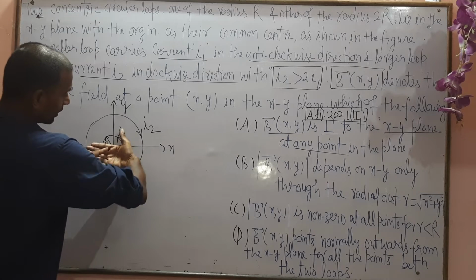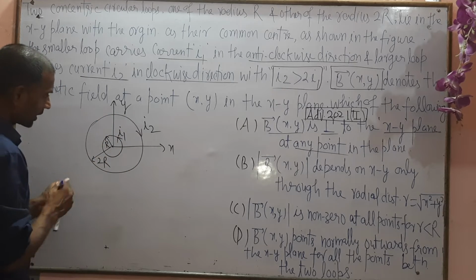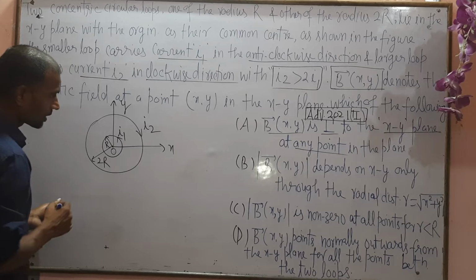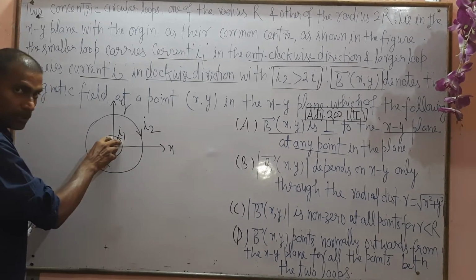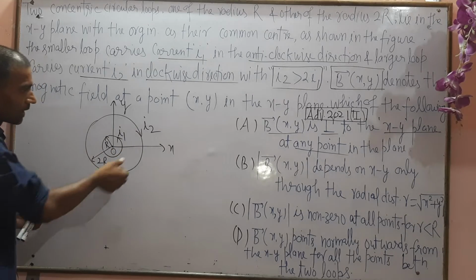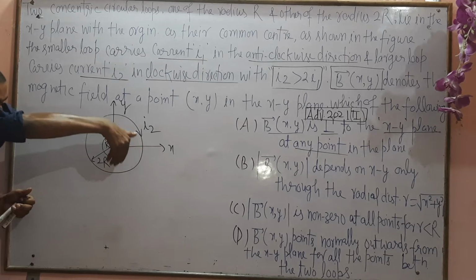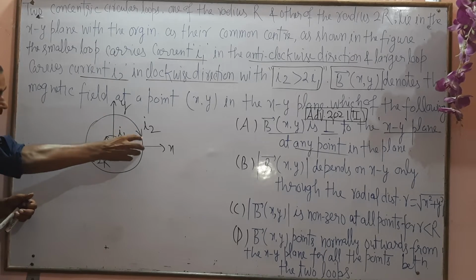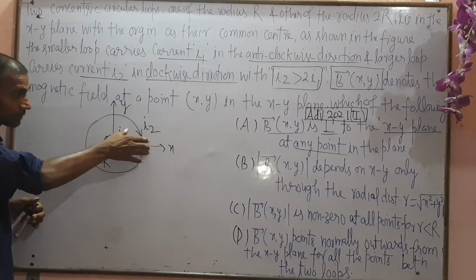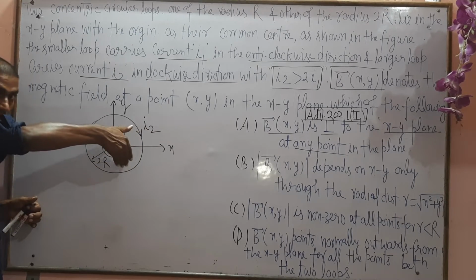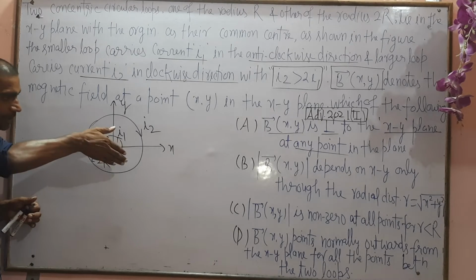So this is the outside direction according to this. Okay, this is the outside direction, and due to I2 in the inner loop, what is the direction of the magnetic field? This is I2. Then the direction of the magnetic field inside the bigger arc will be inside everywhere. So the direction of the magnetic field inside the smaller loop will also be inside.